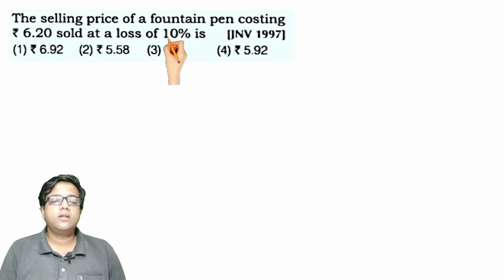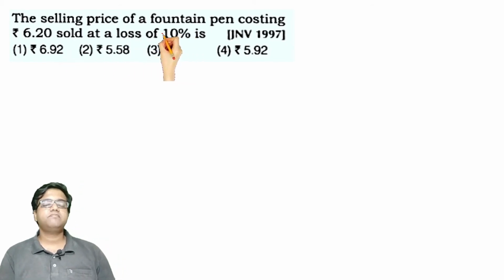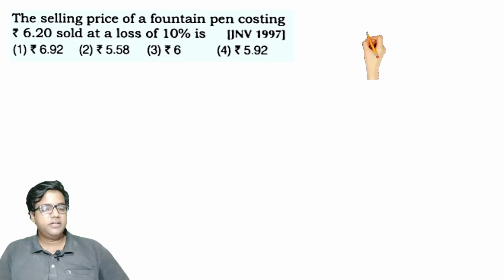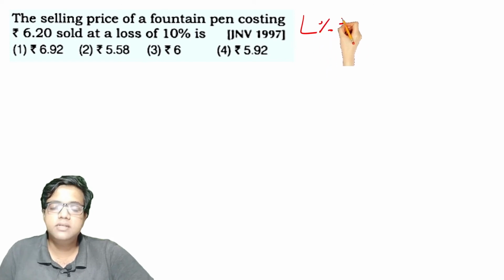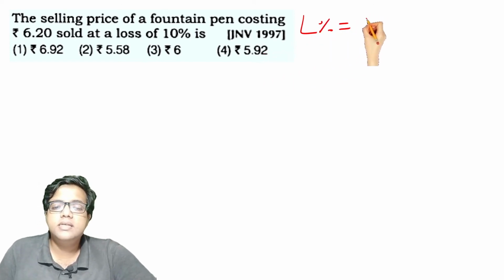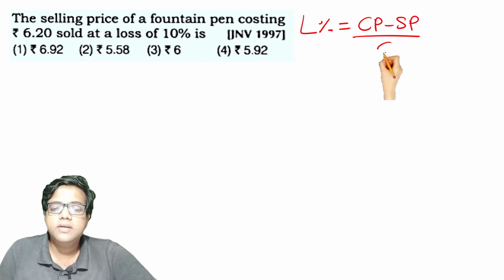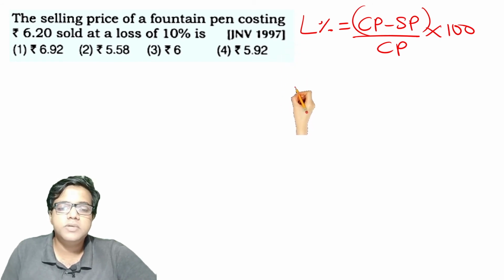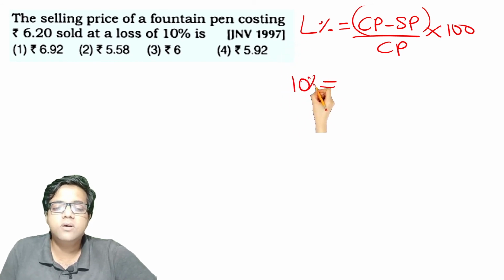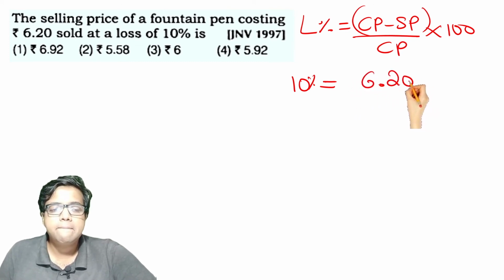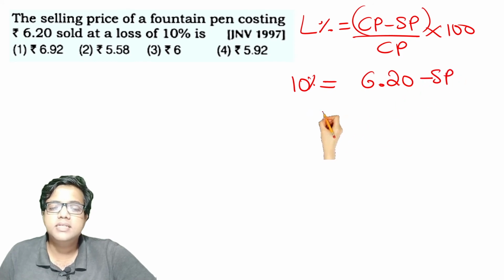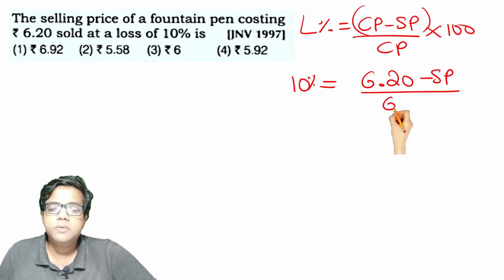6.20 sold at a loss of 10 percent is, we need to find the selling price. Okay, we need to find the selling price, and the loss percentage is given to us. So the loss percentage formula is cost price minus selling price by cost price into 100. So loss percentage is 10, which is given to us. 10% is the loss percent, and cost price is 6.20, and selling price we don't know, we keep it as it is.